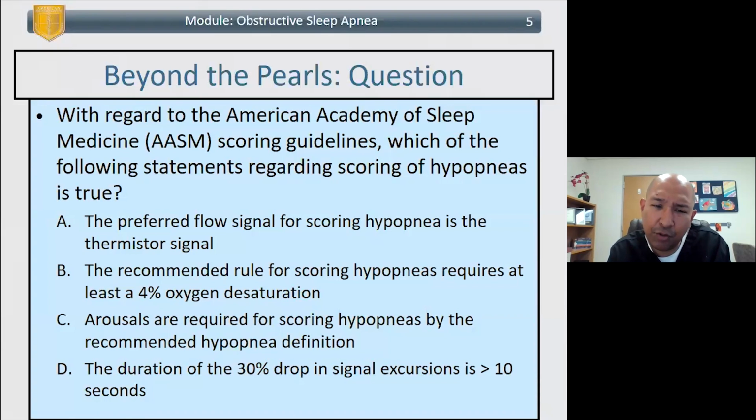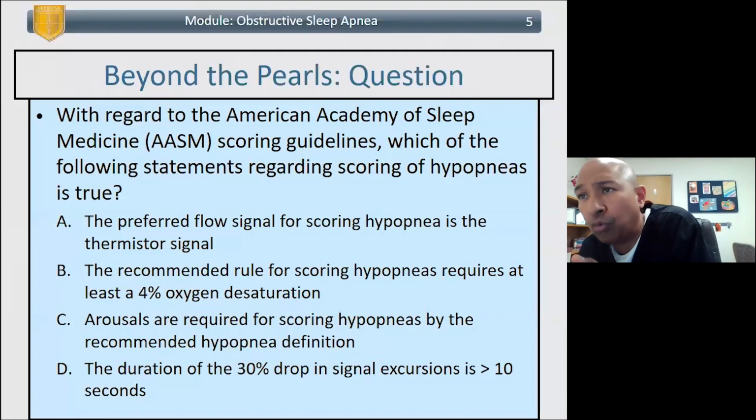B, the recommended rule for scoring hypopneas requires at least a 4% desaturation. So when I see this choice B, the answer is no, that's got to be false. This goes back to when we score hypopneas. How many scoring methods or guidelines are there? There's the 1A rule, the 1B rule.